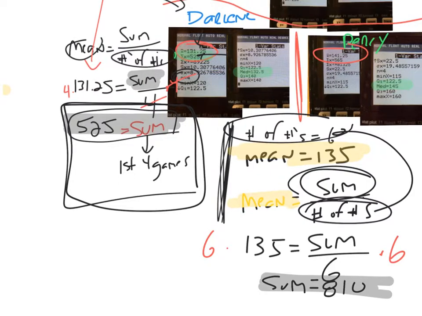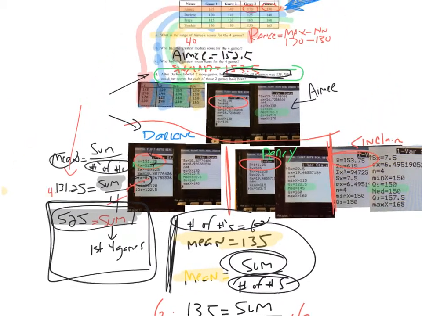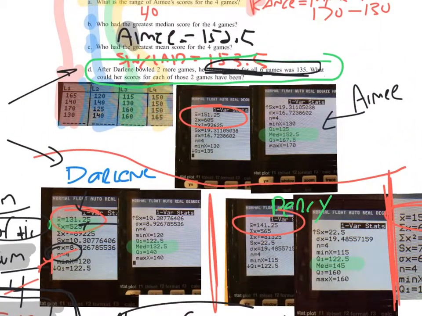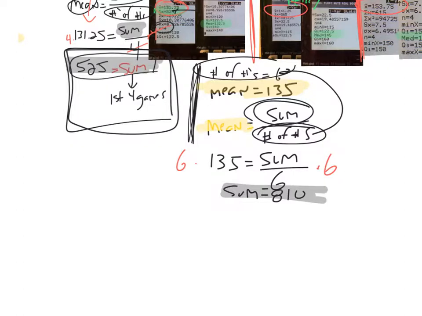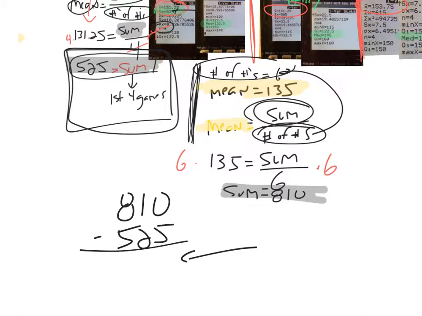So the question said, what could her scores for each of those 2 new games have been? Well, we basically know her new sum is 810. Her old sum is 525, which means the difference, these 2 more games, if I do that subtraction, was 285.